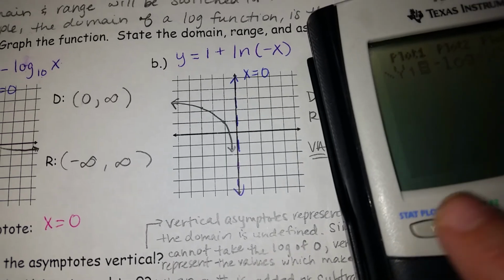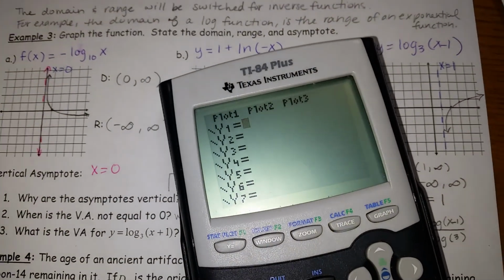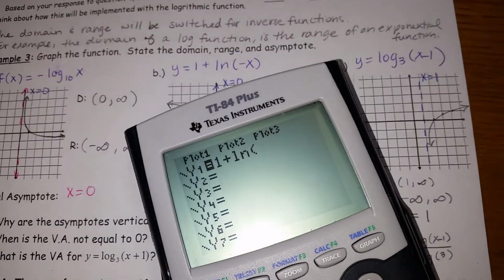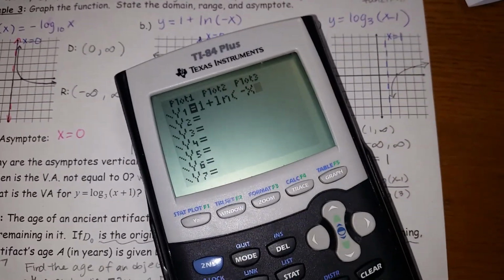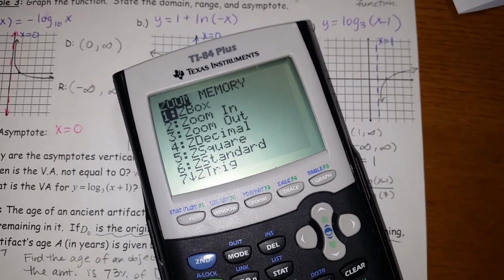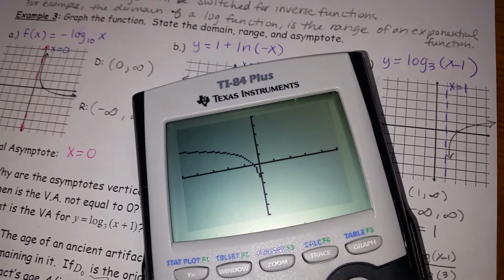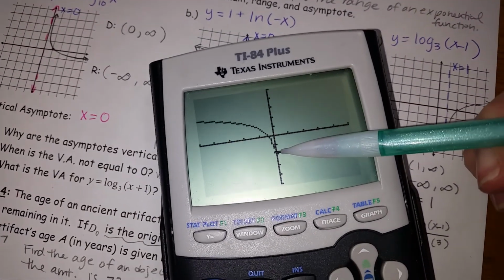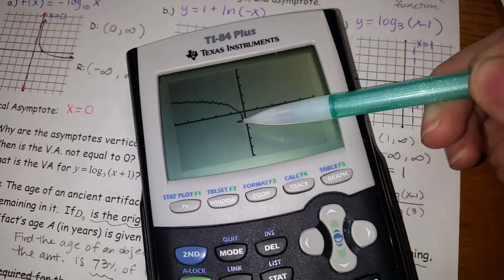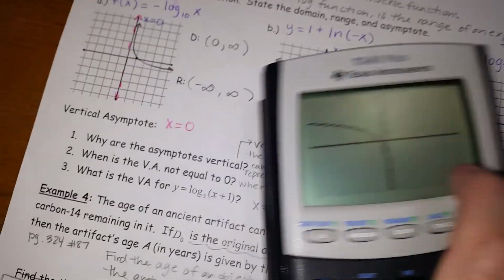We're going to plug this in: 1 plus the natural log of negative x. So negative x, all right. Actually, let's leave our window as negative 5 to 5. Okay, so again, it looks like my graph is stopping here, but remember, that's only the pixels. If you have one of the new ones, you can actually see it'll graph like a colored line, which is cool, and it'll show it keeps going.